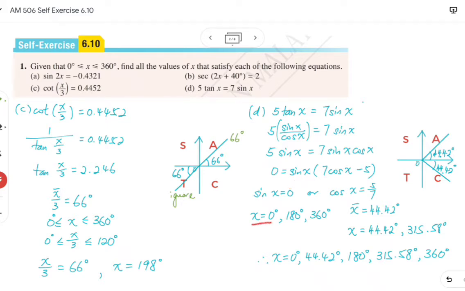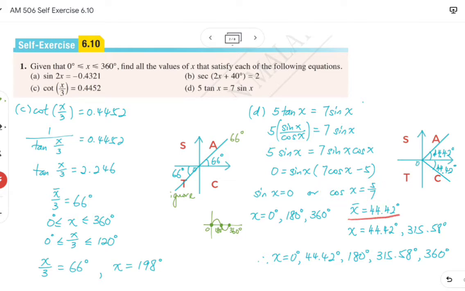We get x equals to 0 degree, 180 degree, and 360 degree. This we can get from the graph easily. When sine x equals to 0, these are the highlighted points where the angle is 360 degree, 180 degree, and 0. Alright? Then, for the second factor equals to 0, we get cosine x equals to 5 over 7.